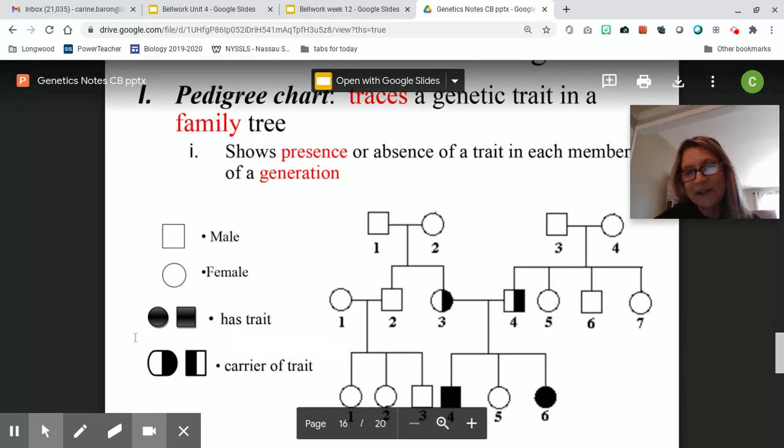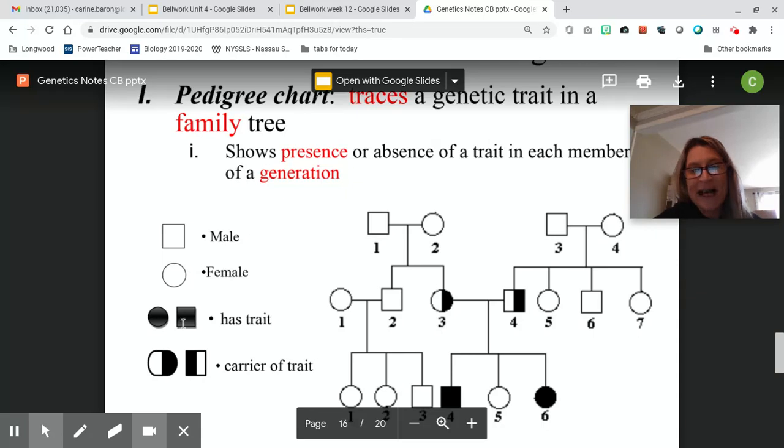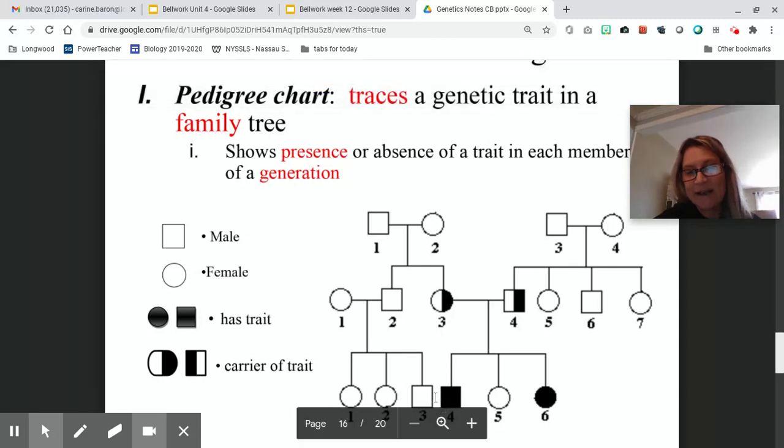Now we're going to look at the other things that it can show. The circles and squares can be shaded in completely. So if you think about the word homozygous, remember homozygous means the same. So if the person has the trait, they're going to be colored in completely. That means they show the trait, they have the trait, and they're completely colored in.